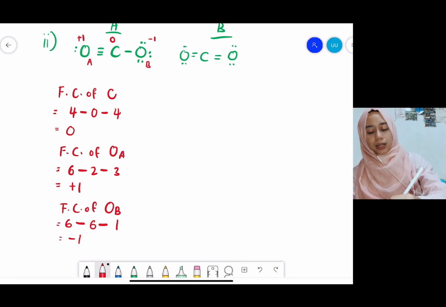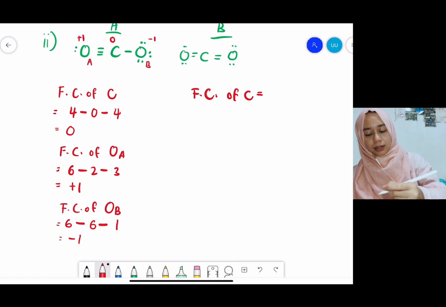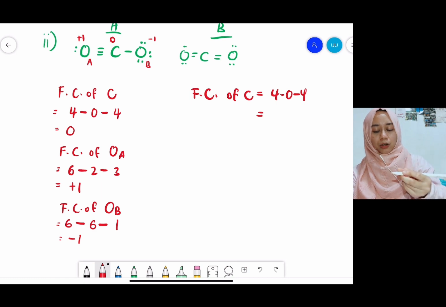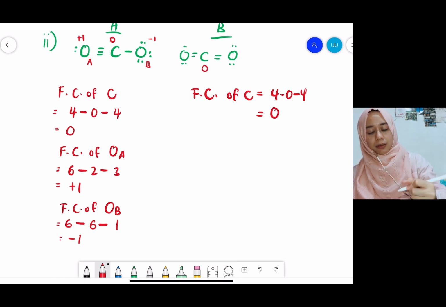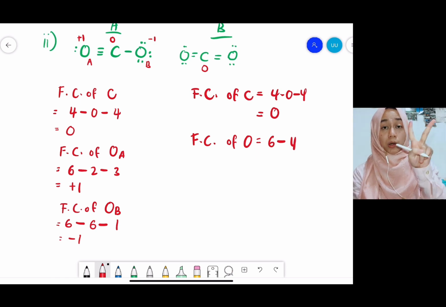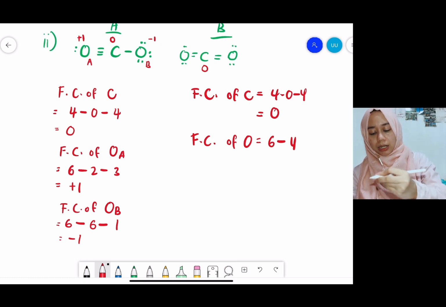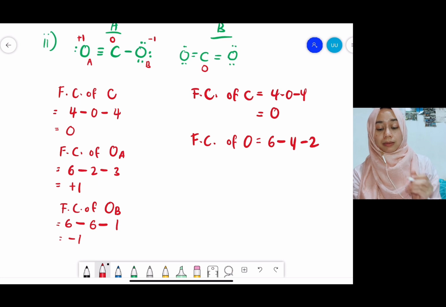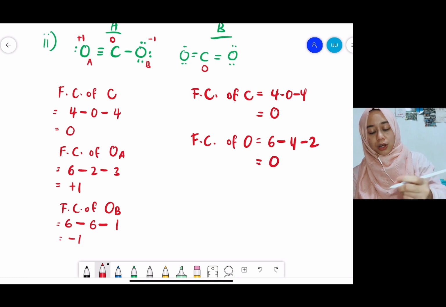Okay, so now kita kira lah formal charge untuk carbon dahulu. So formal charge untuk carbon adalah 4 tolak 0 tolak 4. Try figure out sendiri macam mana Miss dapat 4 tolak 0 tolak 4 tu. So dapat 0. So formal charge carbon adalah 0. And then formal charge of oxygen pula adalah 6 tolak 4. Kenapa tolak 4? Sebab kita ada 2 lone pair. 2 lone pair bermaksud ada 4 lone pair electrons. And then kena tolak 2 pula. Kenapa tolak 2? Sebab setiap satu oksigen tu dia ada 2 bonding pair kan. Okay, therefore tolak 2 kat situ, so you get 0. So untuk oksigen dekat structure B, dua-dua dia adalah 0.